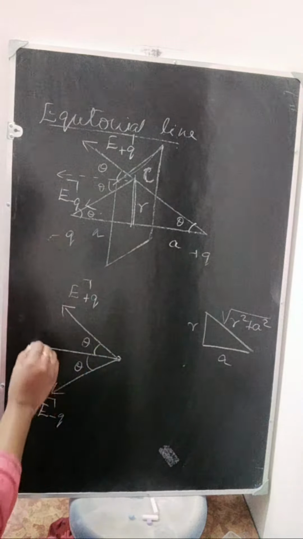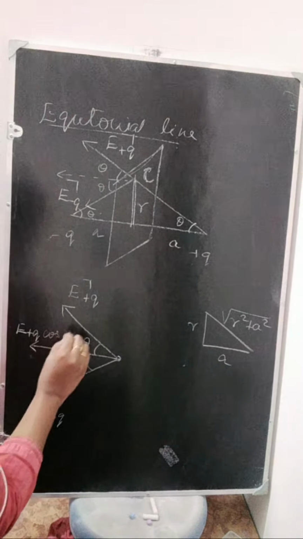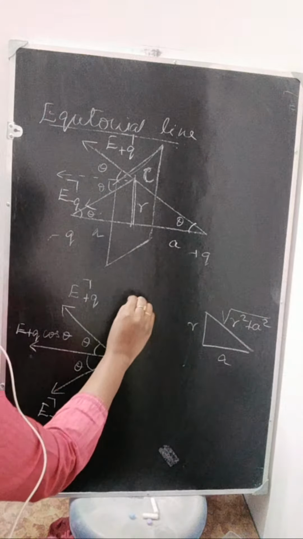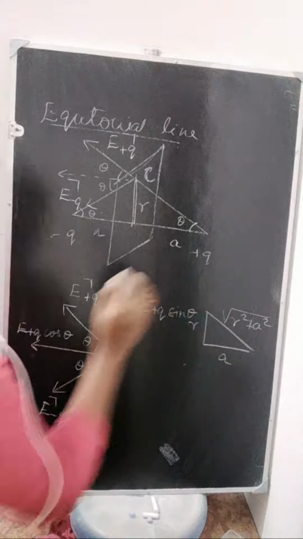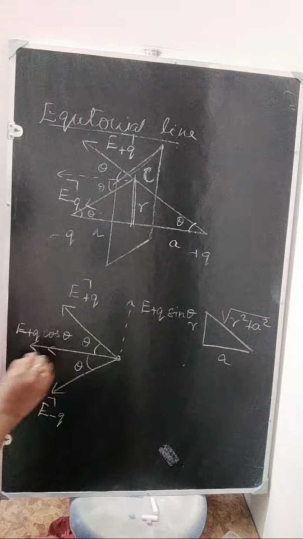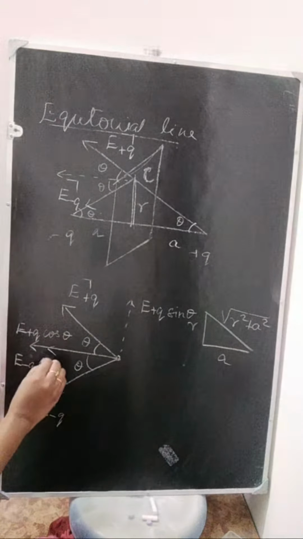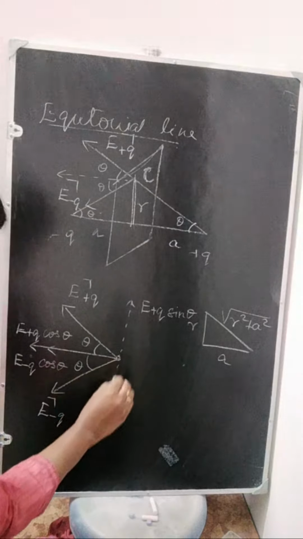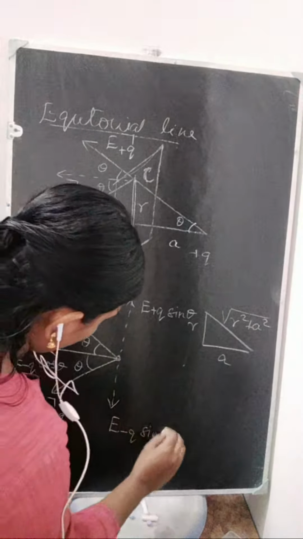So go for this vector. What is the value here? E plus Q cos theta. And what about this vector? E plus Q sin theta. Similarly, go for this one also, E minus Q, and this is along the resultant vector. So E minus Q cos theta. And what about this component? E minus Q sin theta.